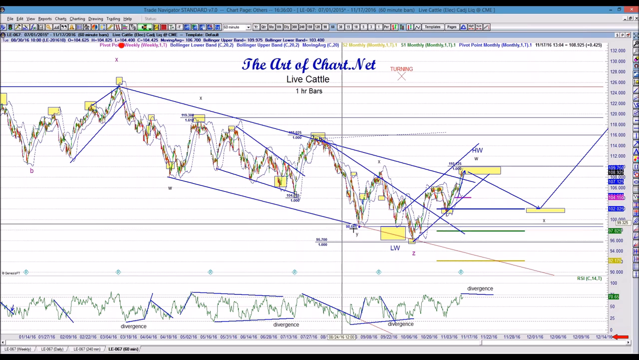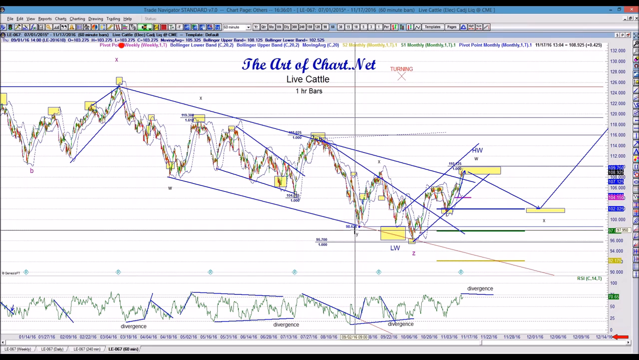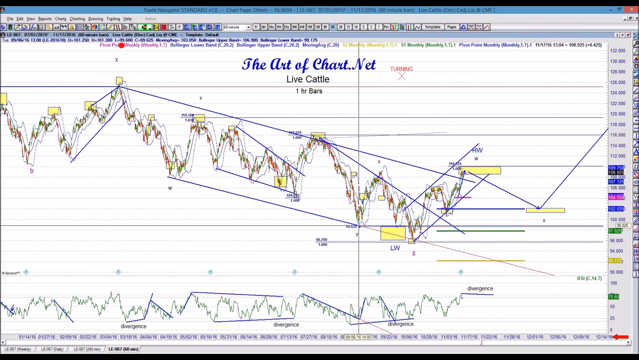Okay, now what did I say at this Y wave? I measured this because I was measuring this move and I was looking at wave 1 and I was looking at this as a target. Okay, I said this could be it. This could be the 18-month turn in cattle, right?